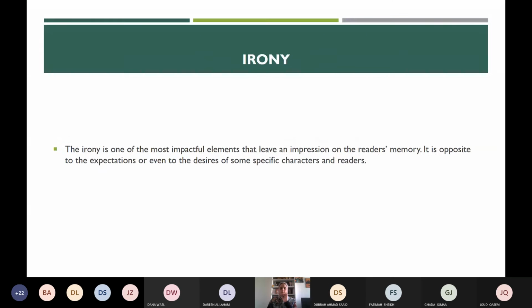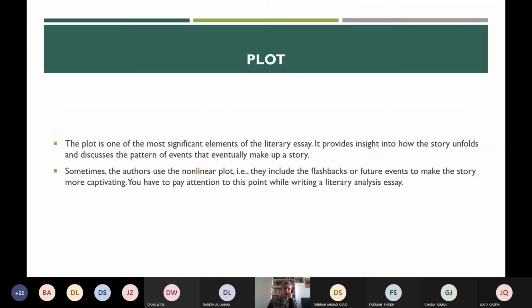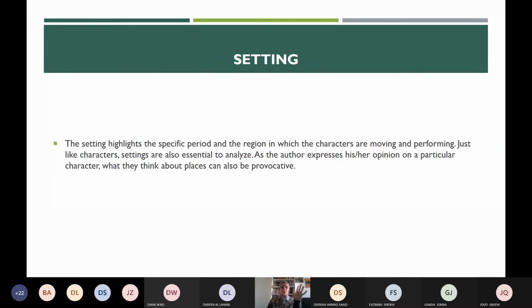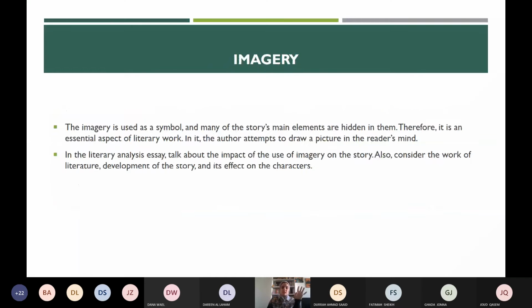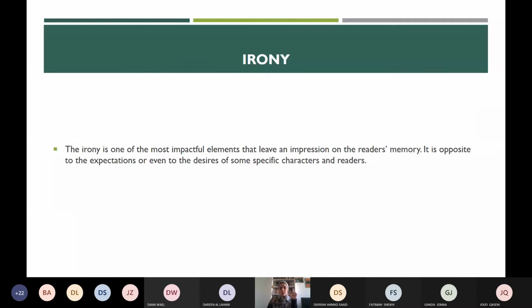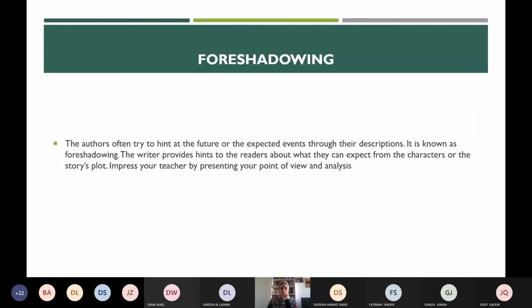Okay, again, these are the basic elements of literature, and they are very important: plot, point of view, setting, characters, imagery, symbolism, irony, and foreshadowing. I want you today to read them and know them very well, because they will help you a lot in your literary analysis.